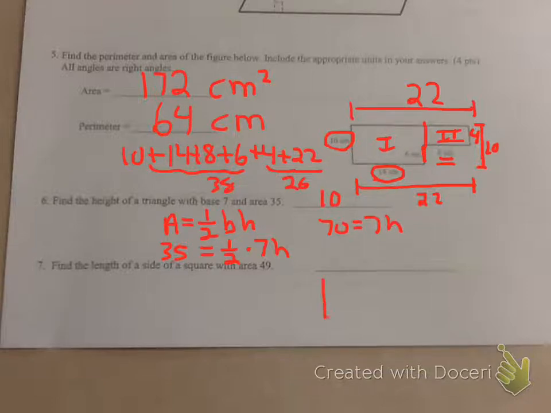A square can have its own formula if you want, but if the side of the square is x, then x times x would be length times width. The area is x squared. Well, if the area is 49, then 49 is x squared. x will be the square root of 49. Your answer is 7.